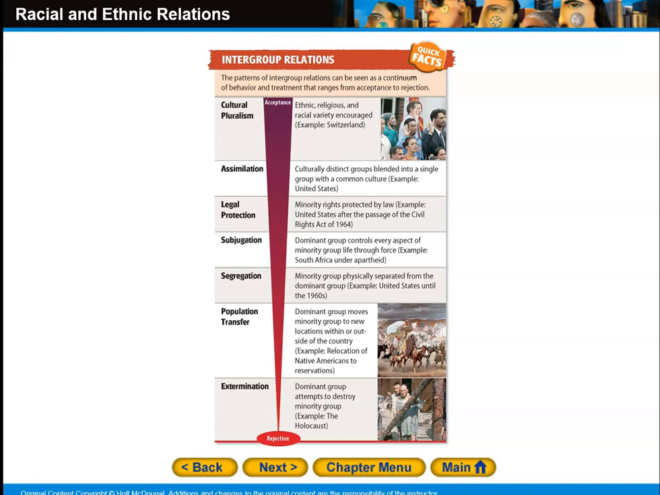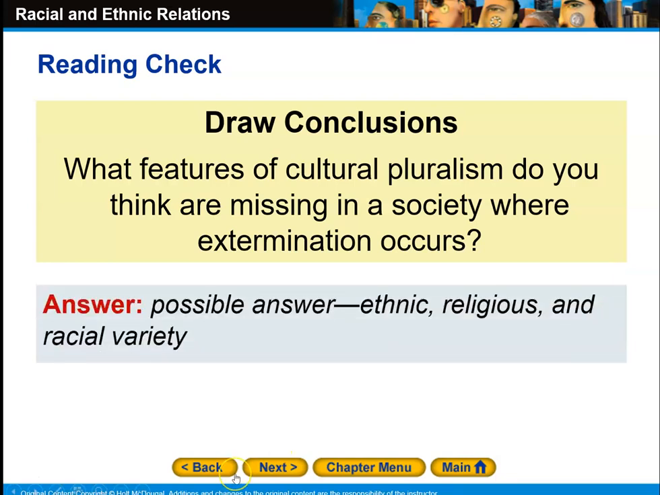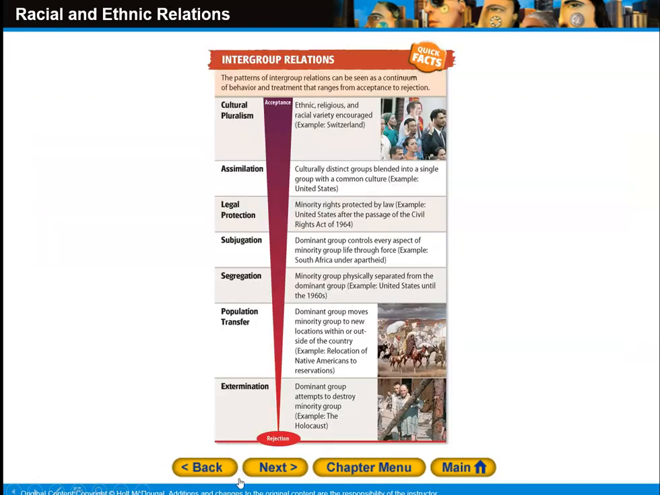The dominant group attempts to destroy the minority group in an effort to cleanse their society. So what features of cultural pluralism do you think are missing in a society where extermination occurs? You might think that ethnic, religious, and racial diversity may be lacking, or at least an understanding.